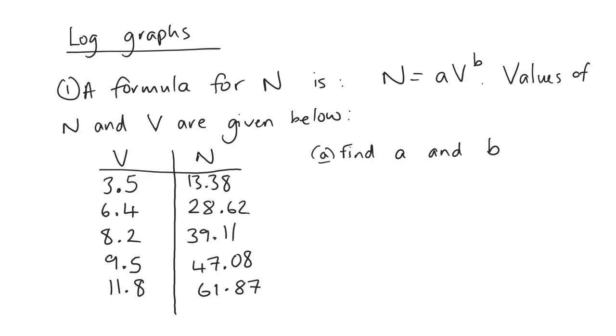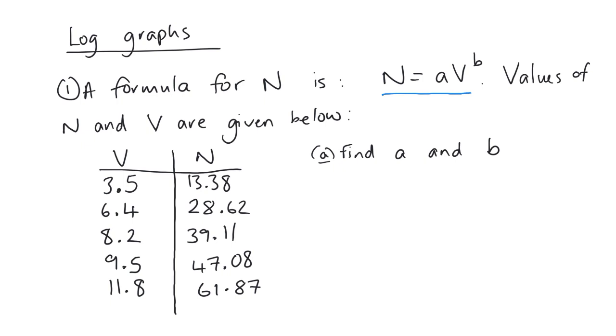Here's our first one. A formula for n is n equals a times v to the power of b. Values of n and v are given below, and we have this table with our values for v and n. And part A then asks us to find a and b. Now, if we plotted all those points on a graph for v and n, we wouldn't get a straight line because this isn't the format for a straight line graph. So it wouldn't help us any.